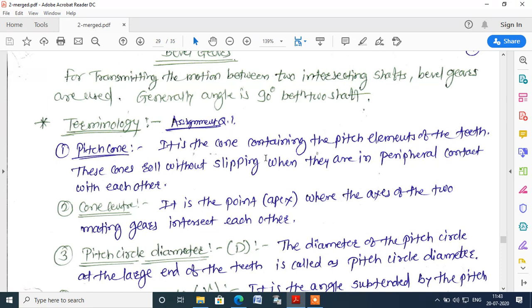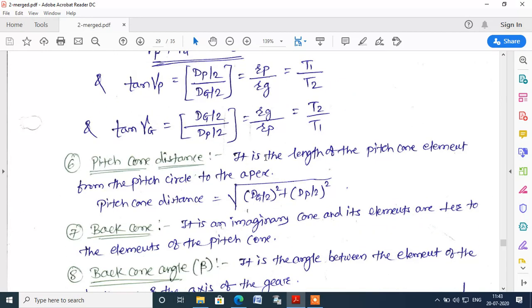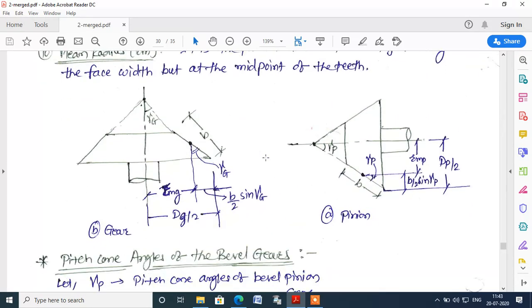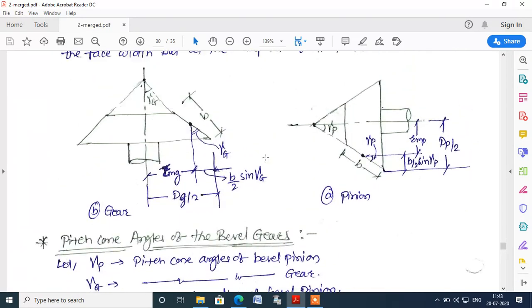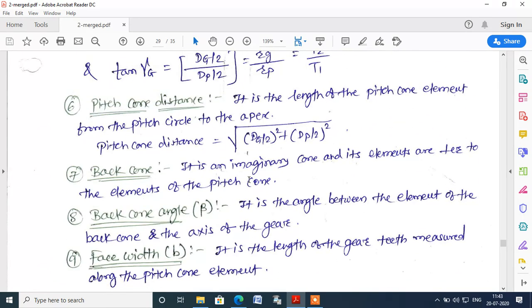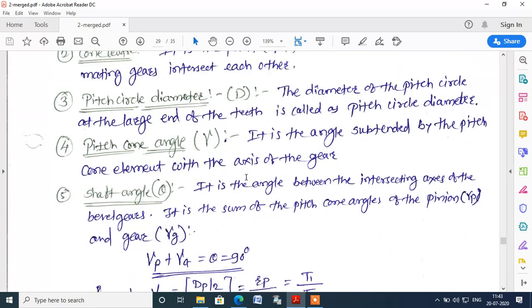Now here some terminology we have to see in the bevel gear. So here such type of gears are there. This is one gear, see the shape. This is another gear. I have just extended this dotted line, but this is the gear part. So here some terminology we have to see.